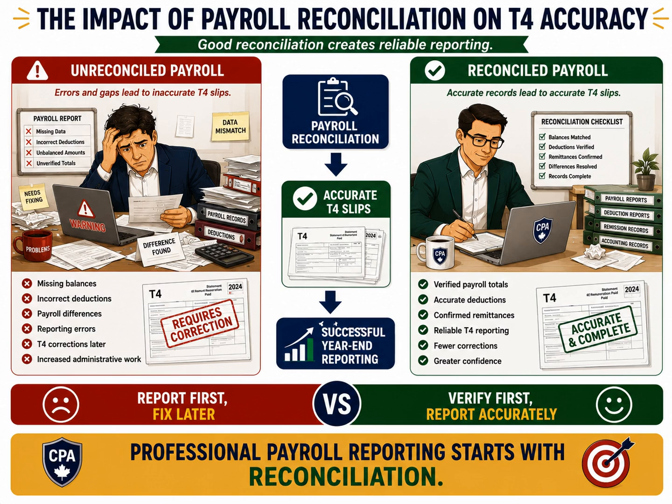Payroll balances may not match accounting records. Remittances may not align with reported amounts. And in some cases, corrections become necessary after the T4 slips have already been issued. Notice the warning signs shown throughout the left side of the slide. Missing balances, incorrect deductions, payroll differences, reporting errors, additional administrative work. These are all consequences of reporting before verification is complete.